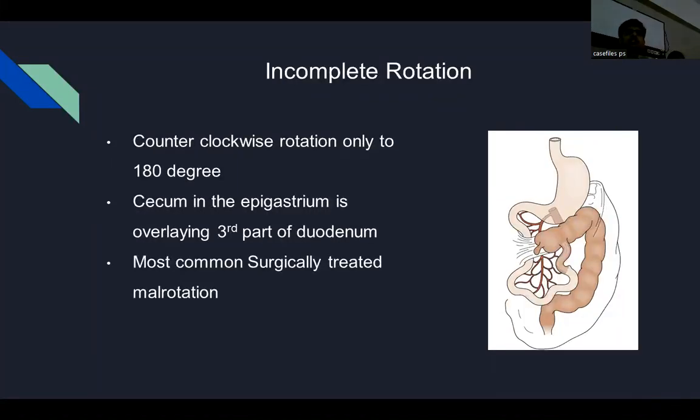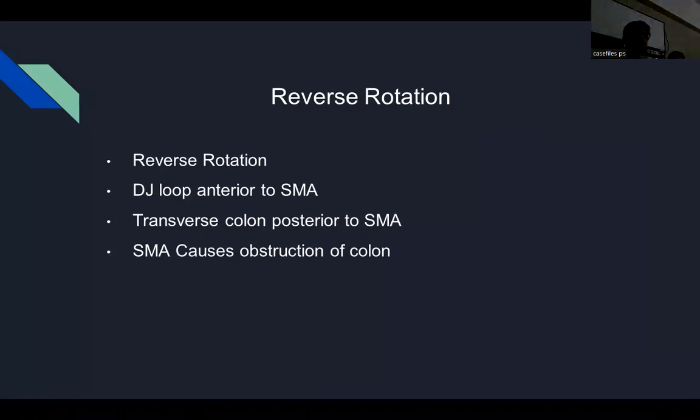In incomplete rotation, a rotation of 180 degrees will happen. In that way, the cecum will be in the epigastrium overlying the third part of the duodenum. These are the most commonly surgically treated malrotations. The third is reverse rotation, in which a reverse rotation of 90 degrees will happen, so that the DJ loop will come anterior to the superior mesenteric artery, and the transverse colon will lie posterior to the SMA. In these, the SMA can cause obstruction of the colon.